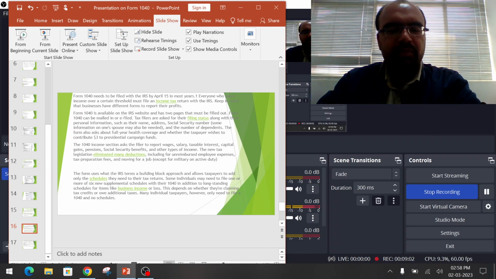Tax filers are asked for their filing status along with their personal information, such as their name, address, and Social Security number. Some information on one spouse may also be needed, and the number of dependents. The form also asks about full-year health coverage and whether the taxpayer wishes to contribute $3 to presidential campaign funds. The 1040 income section asks the filer to report wages, salary, taxable interest, capital gains, pension, Social Security benefits, and other types of income.